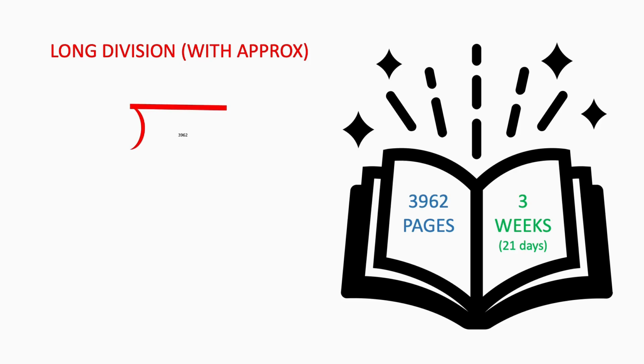For this purpose, we must divide 3,962 by the number of days, 3 weeks, which is 21 days. As you can see, the steps are executed like before. 21 does not fit in 3, so we go to the next digit. 21 can fit in 39 only one time, so we'll write 1 above and subtract 21 from 39. That leaves 18. Enter 6.